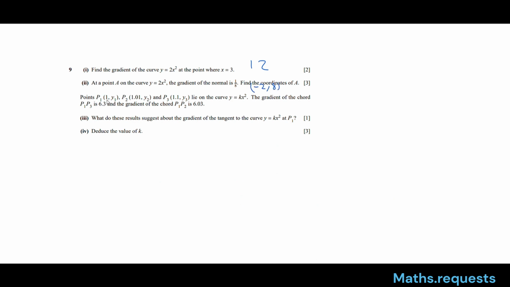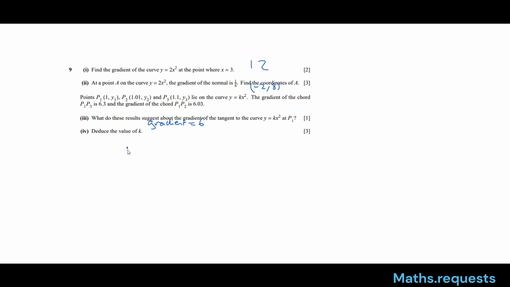So the points P1, which is (1, y1), P2, which is (1.01, y2), and P3, which is (1.1, y3), all lie on the curve y equals kx squared. The gradient of the chord P1P3 is 6.3, and the gradient of the chord P1P2 is 6.03. All of these results suggest that the gradient of the tangent to the curve y equals kx squared at P1 would equal 6, or the gradient approaches 6.